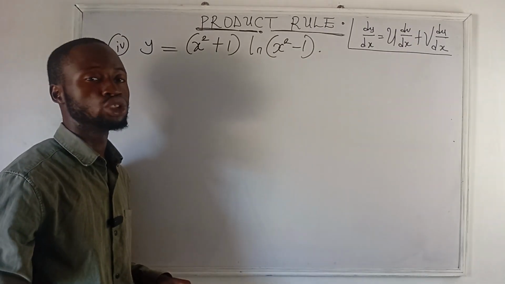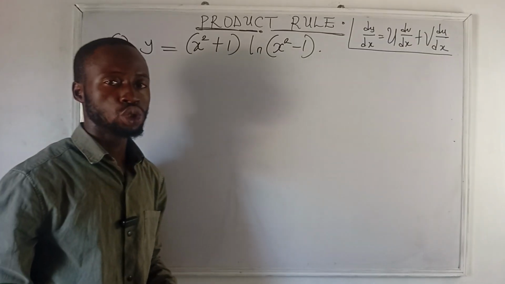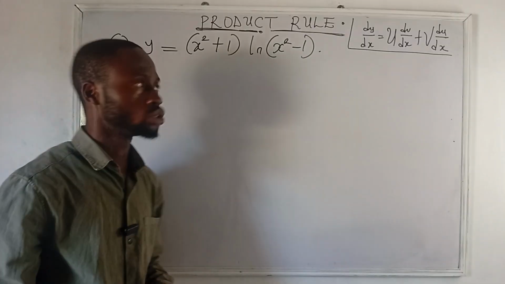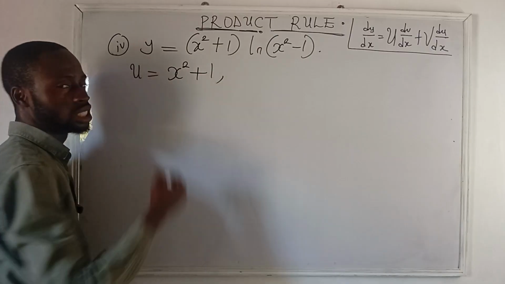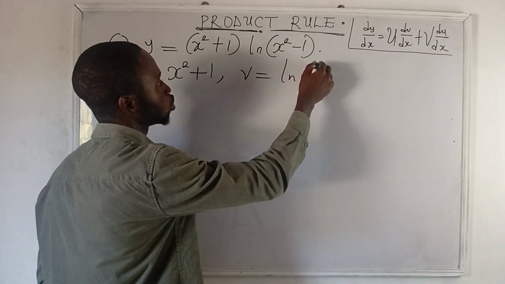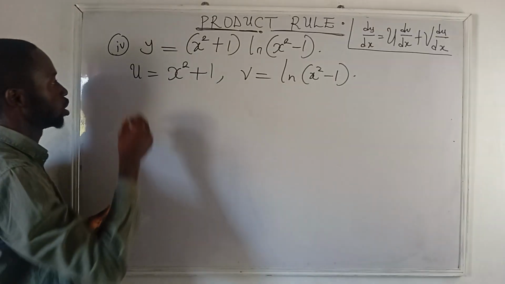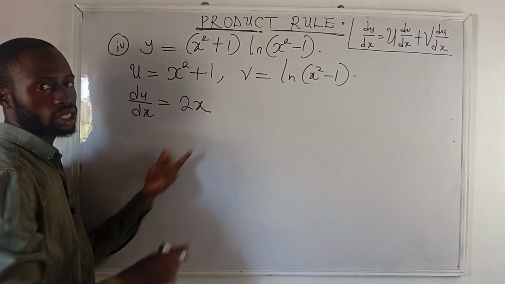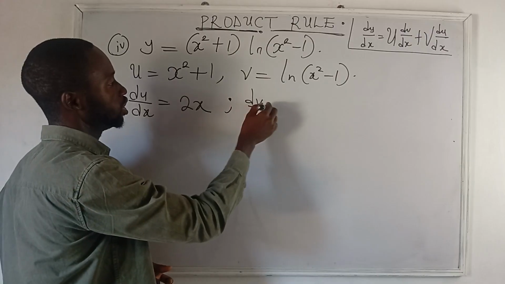In the fourth question, you notice that the second function is a logarithmic function. So we will still follow the same process and we'll learn how to differentiate a logarithmic function. So u will give us x squared plus 1, then our v will be what? Ln x squared minus 1. So let's differentiate u with respect to x. The x will give us what? 2x, right? Because if you differentiate 1 it gives you 0, then the x.